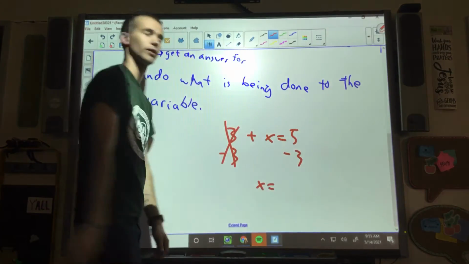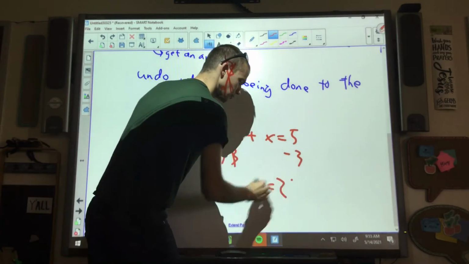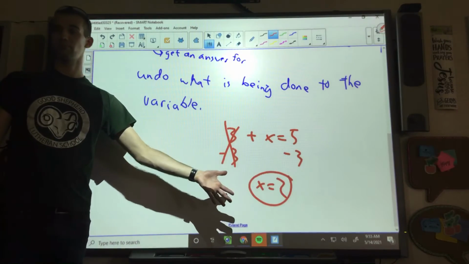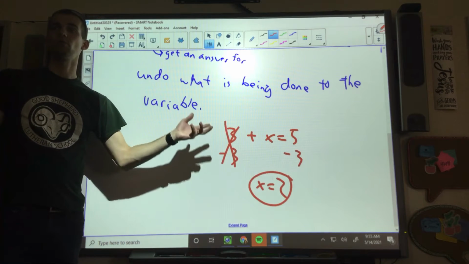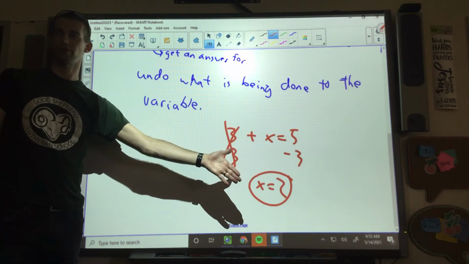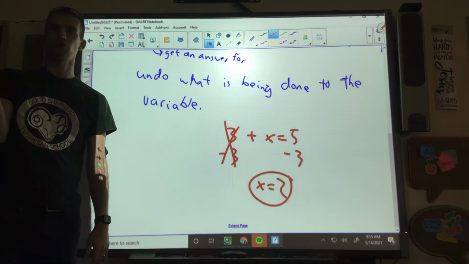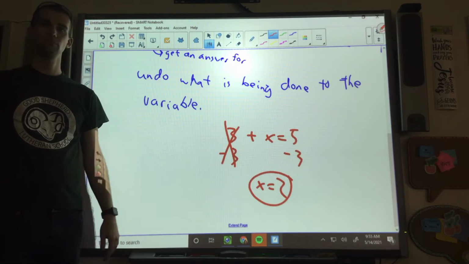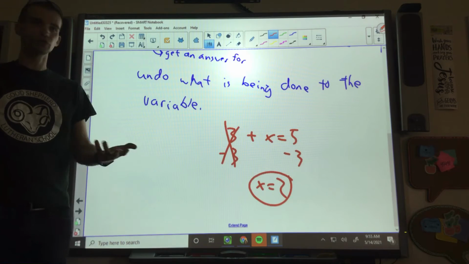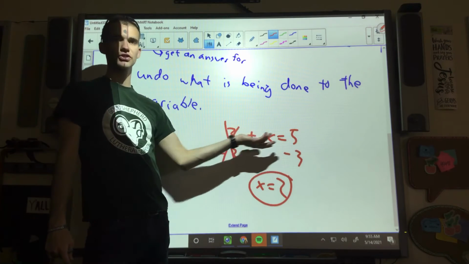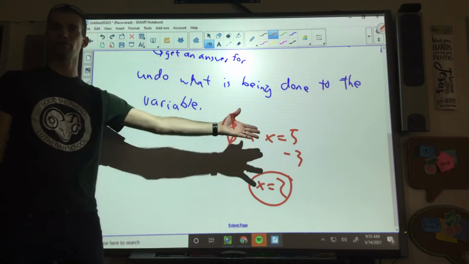X equals what? 2. Now, did we already know that? Yes. Was this complicated to do? No. But why would you not just do this automatically based on what you knew before? One, you didn't know how to do it, and two, you already knew because you knew 3 plus some number is 5, right? You know that answer is 2.